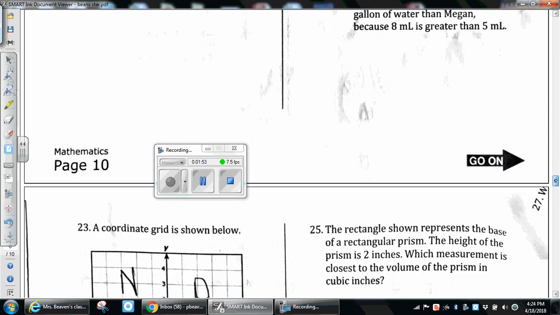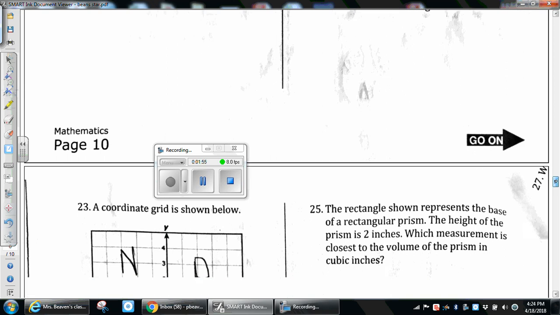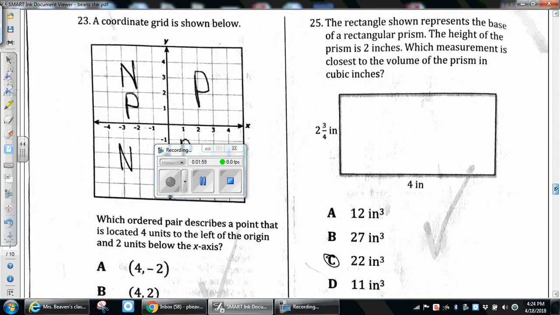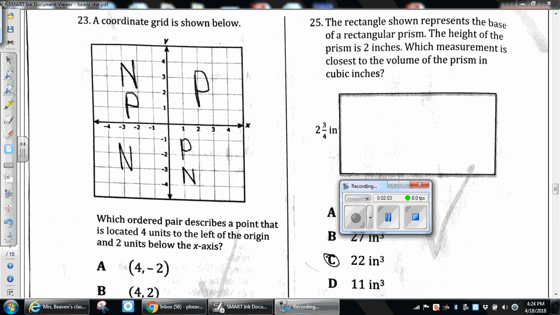So let's see, maybe it's 23. So yes, 23 is the problem we need to complete. We have an XY plane here. A coordinate grid is shown below, and the question is, which ordered pair describes a point that is located 4 units to the left of the origin and 2 units below the x-axis.